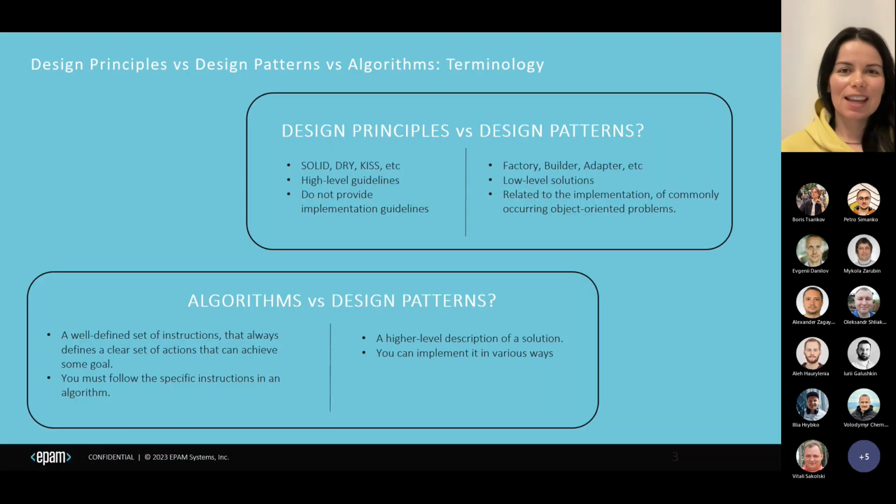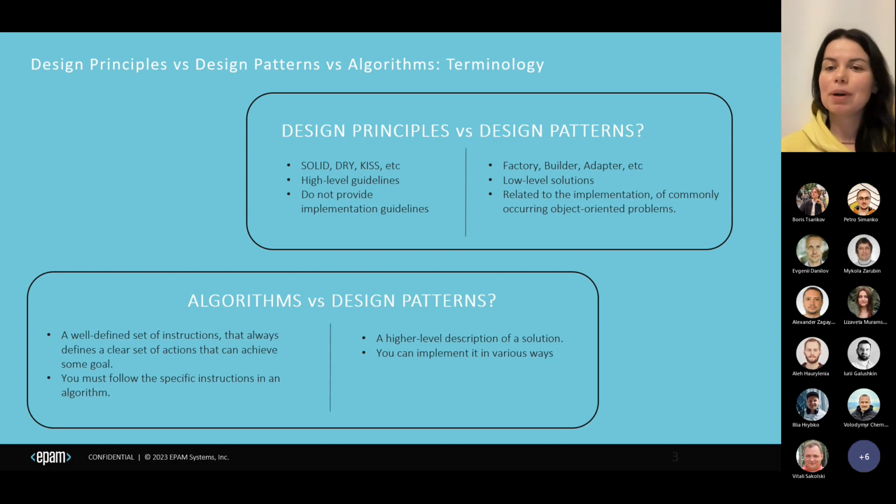So let's begin. Let's first clarify the terminology. When somebody says to you, could you implement here the following design principles or design patterns? What's the difference? When we talk about design principles, they're core abstract principles that we are supposed to follow while designing software. You know them all: SOLID, DRY, KISS, etc. They provide high-level guidelines to design better software applications and do not provide implementation guidelines.